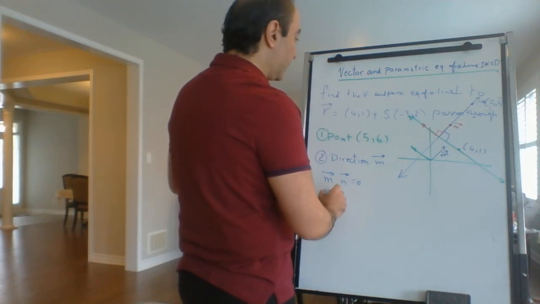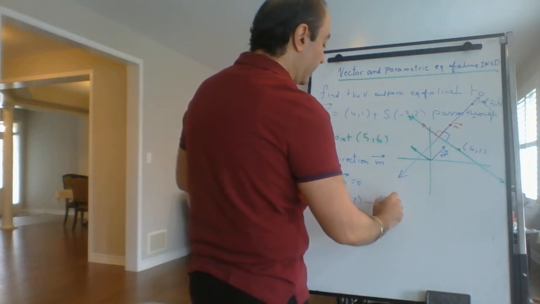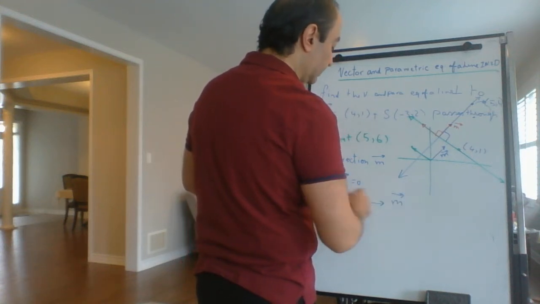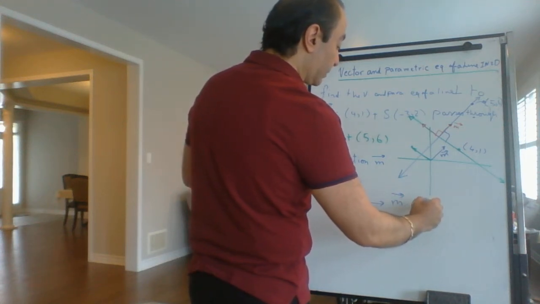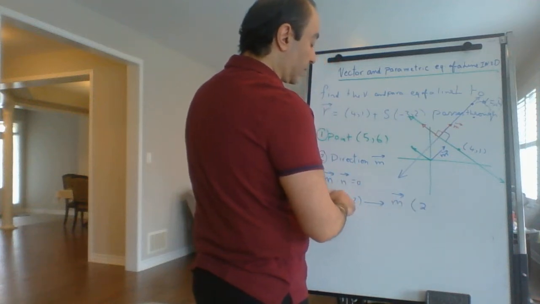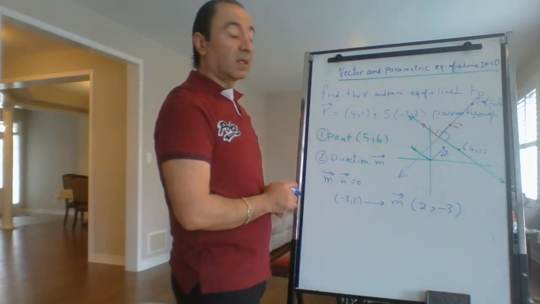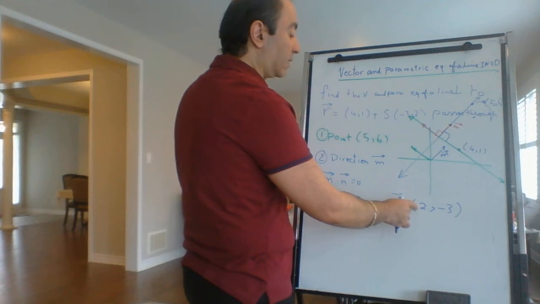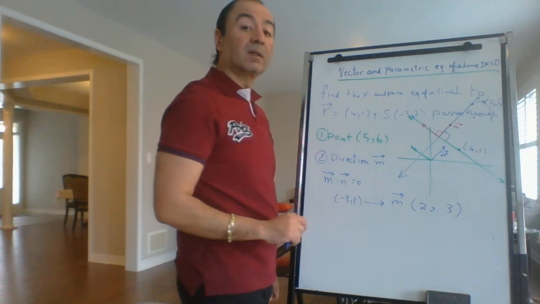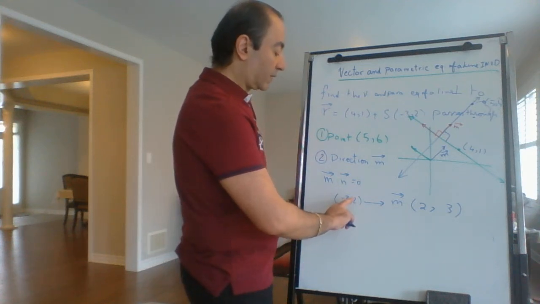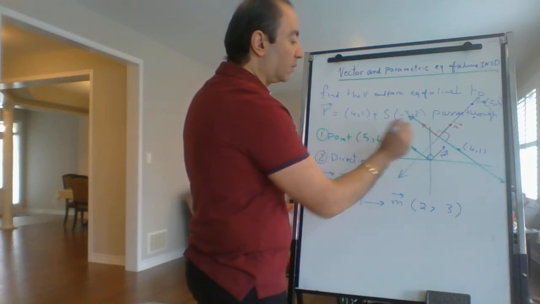So we know n is (-3, 2). As I told you, m will be: we exchange x and y, so the 2 becomes x, and the -3 becomes y. Then we change one sign, so choose any sign to change. You can make this -2 or you can make this 3, whatever you like. So I'll make it 3. I take away the negative. I exchanged and changed the sign. This will give me vector m that is making 90 degrees with vector n.